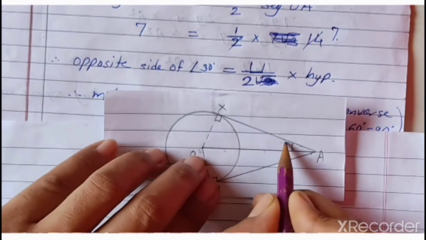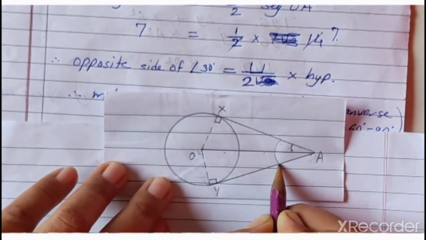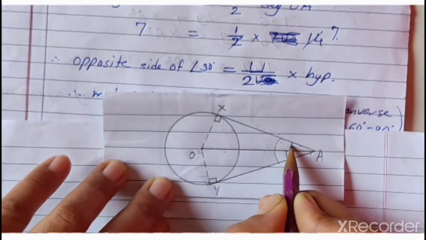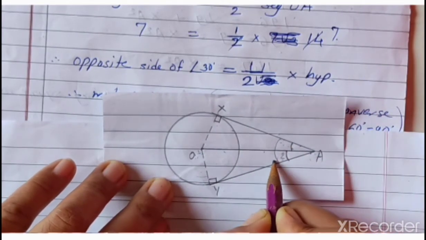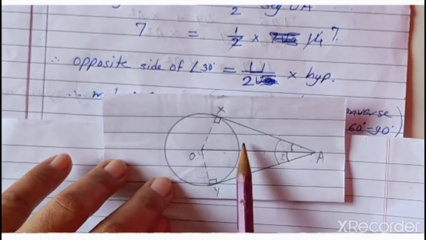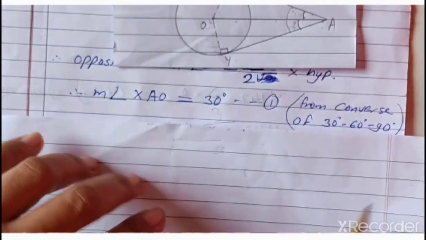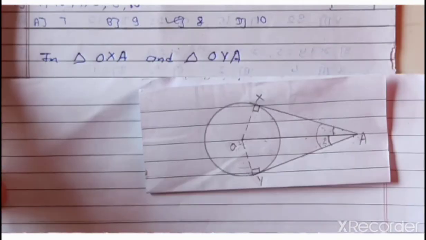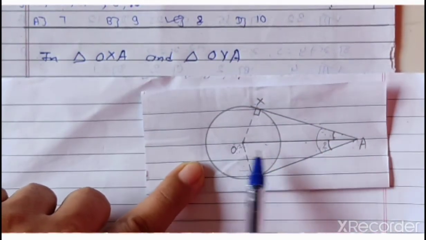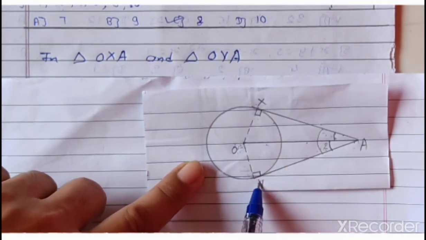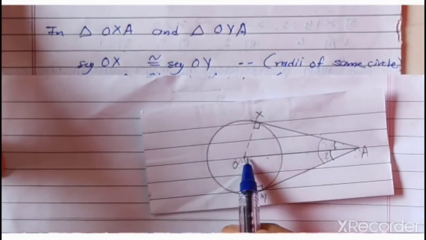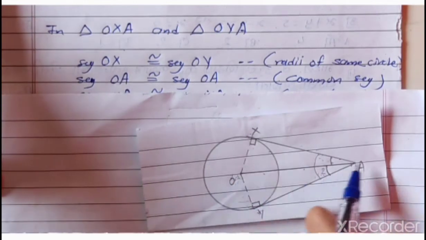The second question is the measure of major angle XAY, this angle. To find this angle, we need the measure of angle OAY. So first find out this measure. To find out this measure, we have to prove that these two triangles are congruent. So first, in these two triangles, triangle OXA and triangle OYA, you know that OX and OY are radii of the same circle. So here I use the first point. Next I use the common segment OA.